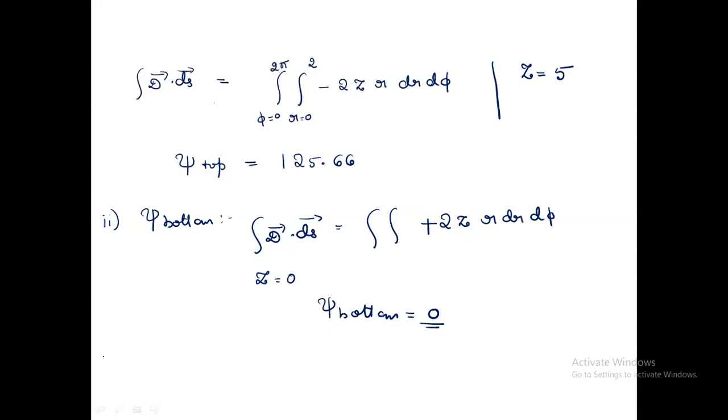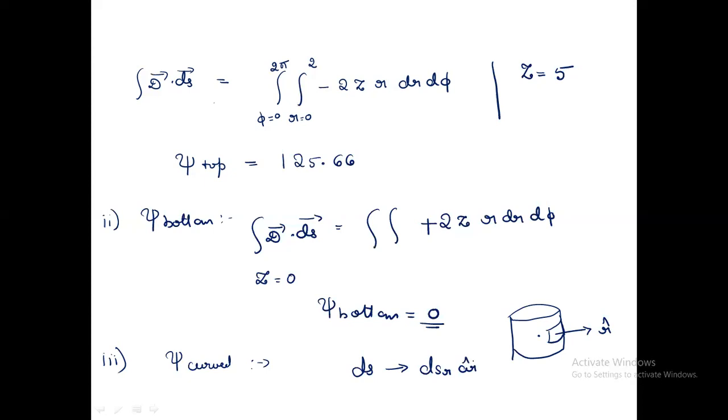Next, what we have to find, one more left, is psi curve. Psi curve is in which direction? See, this is a cylindrical structure. And where is this curved structure? See, this is the curved structure, right? And this is in the direction of R. So now instead of dS, what will I take? I'll take dSr ar cap. So what happens when you take D dot dS?